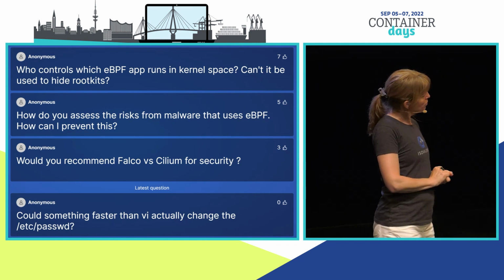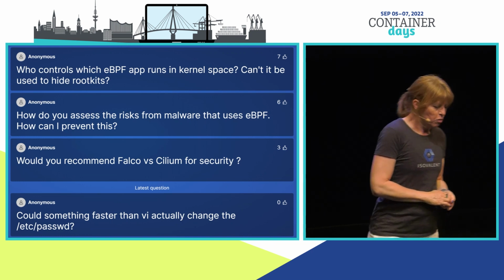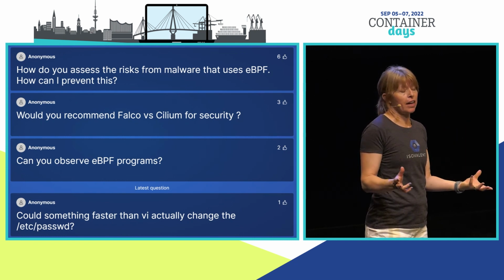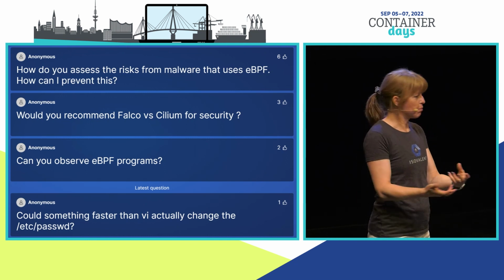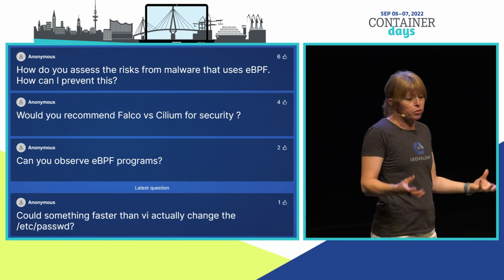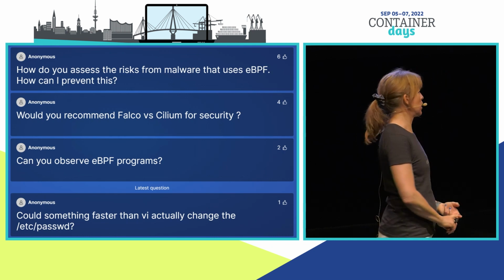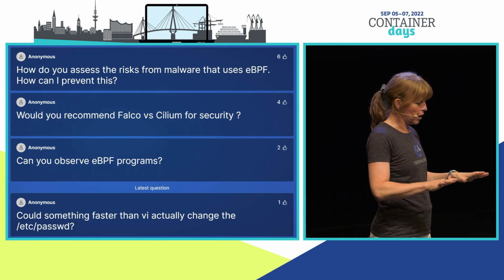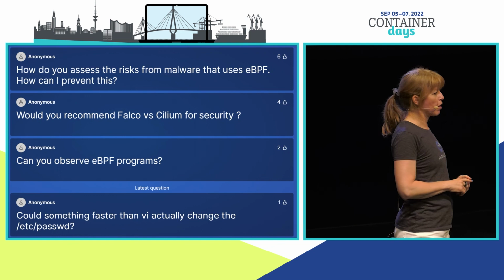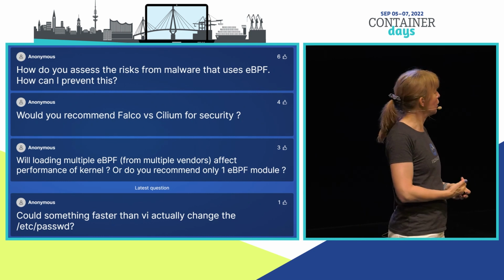Who controls which eBPF runs in kernel space? Can't it be used to hide rootkits? Yeah, great question. With great power comes great responsibility. You have to treat eBPF like root access. If anybody can install eBPF programs into your system, yes, they could do malicious things. There are examples of eBPF-based rootkits. There are all sorts of malicious things you could do with eBPF. You can use eBPF to observe other eBPF programs, though. So it does become a bit of an arms race, but essentially, you do need to be privileged to install eBPF programs. Treat it like root, be careful about where you get your eBPF programs from and what they're doing.